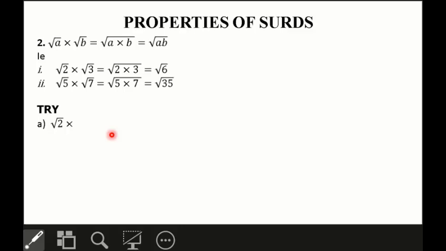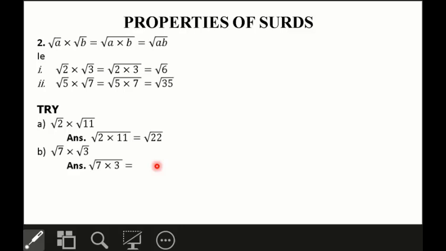A. Root 2 times root 11. Can you work it out? Yes. Give it a try. Now let's check our answer. It will give us the root of 2 times 11, which will give us the root of 22. The next one, root 7 times root 3, which will give us 7 times 3, which is the root of 21.